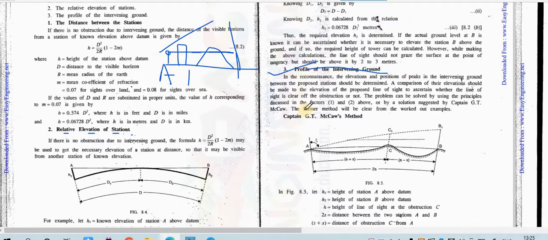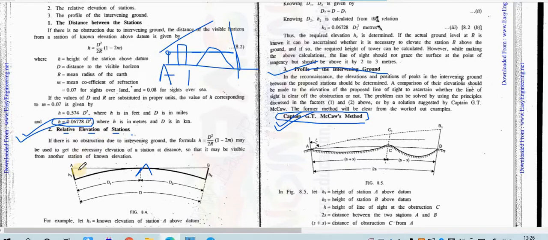It is called the profile of intervening ground, and it is normally given by the formula of Captain GT Maxwell's method. We have one formula based on this method, and we also have one formula based on the horizon method, which we have also done in our surveying one leveling chapter. Suppose this is your visible horizon, and if you want to find out the height of this particular object h1, it is given by the formula 0.06728 d square. This has been arrived from your combined corrections formula, which was your curvature effect as well as your refraction formula.